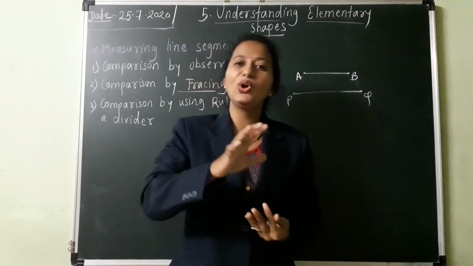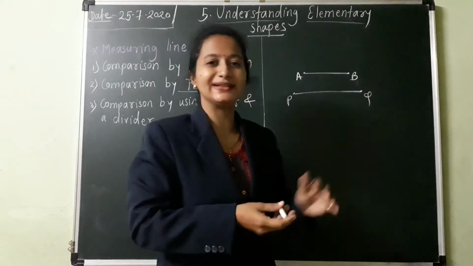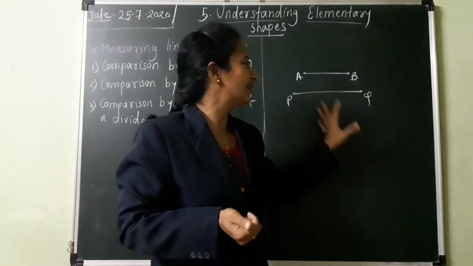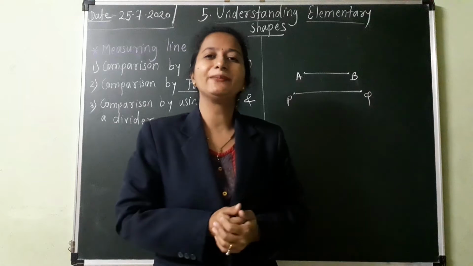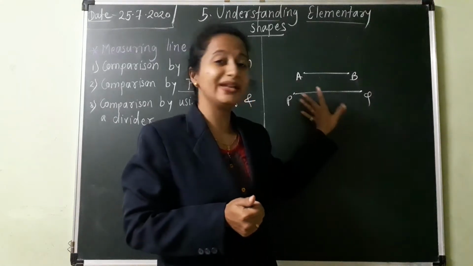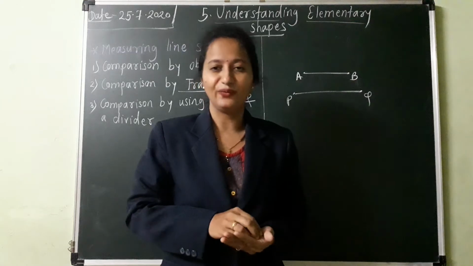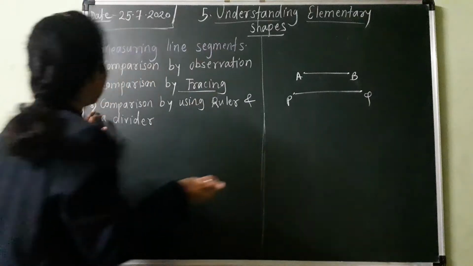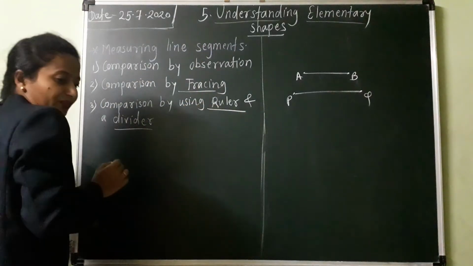Why? Because you cannot use tracing paper all the time to measure a line segment. It is a very difficult method, because you have to use tracing paper, and for measuring a line segment skill is very important. So this is also not a perfect method. So the third method is comparison using a ruler and a divider.